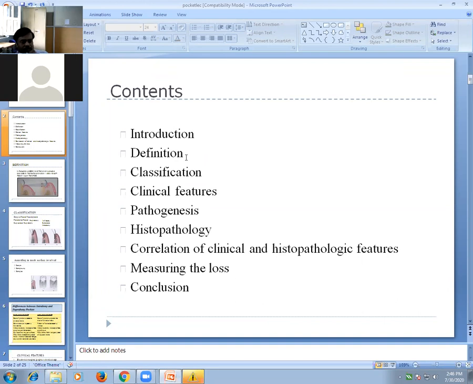These are the classification of the periodontal pocket.